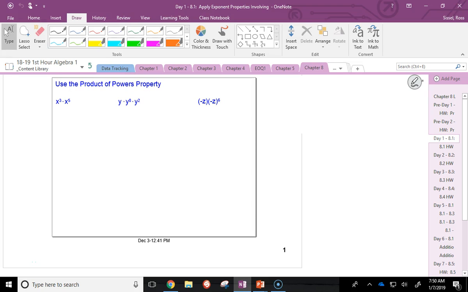Alright, so powers of products. Make sure you use your foldable if you need. But remember our rules. If we are multiplying here, you're going to keep the same base. So x to the third times x to the fifth will be x, and you add your exponents: 3 plus 5 becomes 8. My final answer is x to the 8th power.